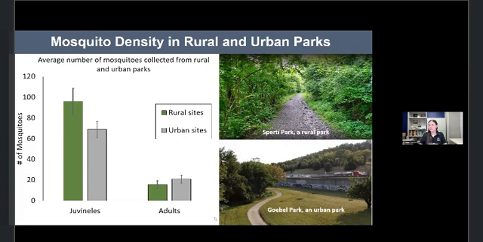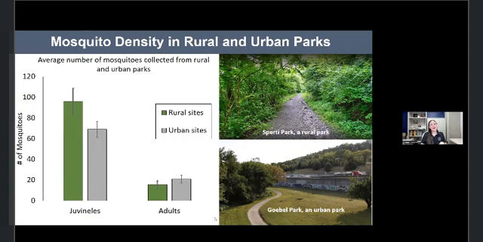So even just looking at these differences in the amount of canopy cover that we have, we're seeing that we do tend to see more mosquito juveniles, or the larvae and pupae, in places where we have more canopy cover compared to in our urban parks, which have, as you could see in the lower picture, a lot less canopy cover.